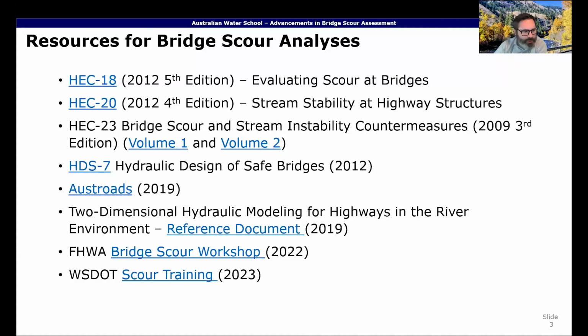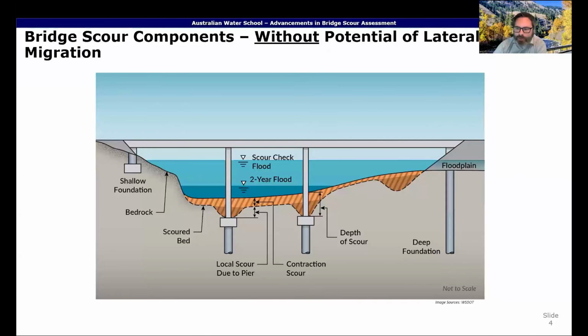And we'll be utilizing those in this upcoming Bridge Scour Essentials Workshop. So actually, Cray's photos were excellent. This slide right here is identifying the three main components when we are talking about total scour, namely long-term degradation, contraction scour, and local scour. This graphic here, though, is a system without the potential for lateral migration. So that slide that Cray had shown, we'll be looking at here in a little bit.